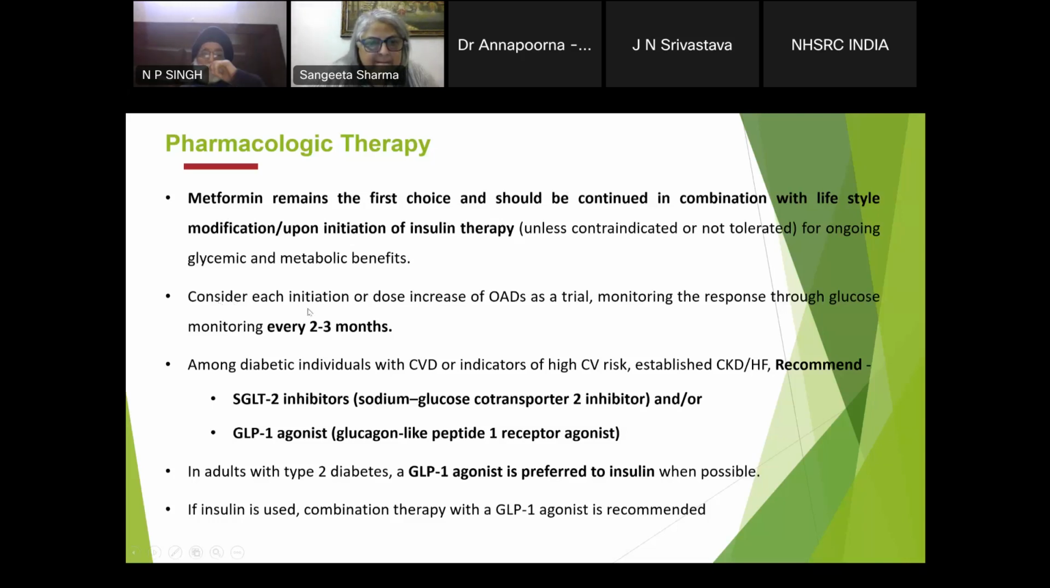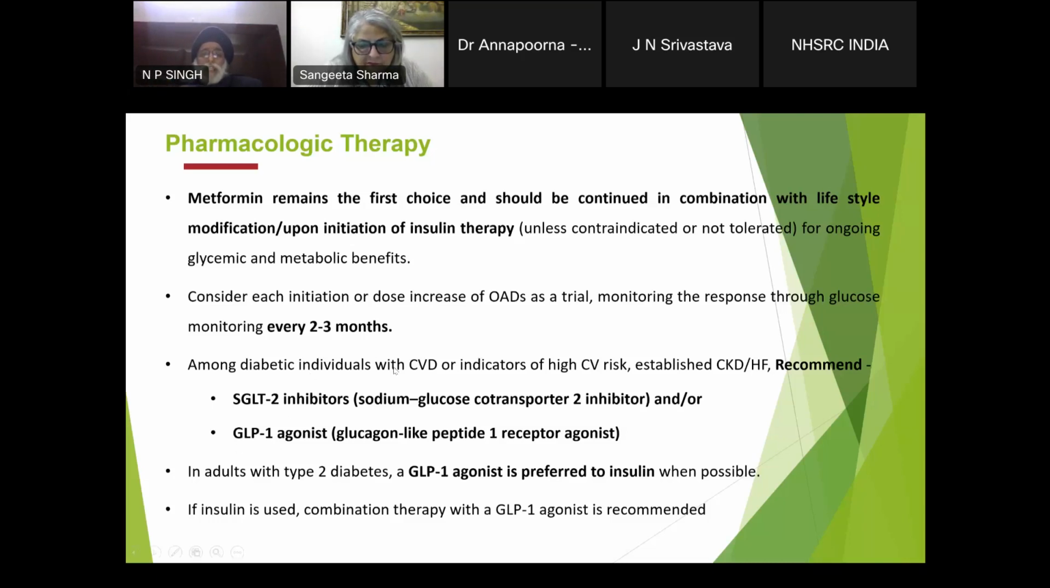What is important is to consider each initiation or dose increase for some time. Don't be in a rush. Patient will always say, my blood sugar has not been controlled. But look at the response for at least 2 to 3 months before you change the dose or before you change the medication. This is very important. It's a lifelong disease. You can't expect a person to bring down the blood sugar from 350 to 150 in a day or so. No. Please tell them that we have to be patient.